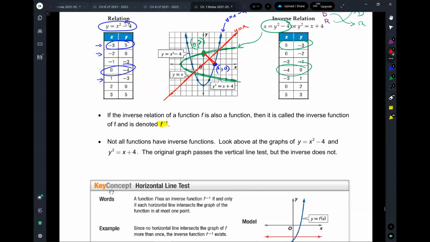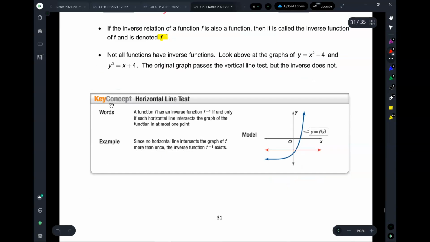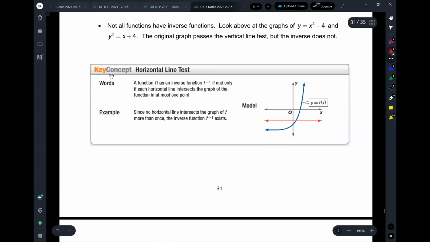Now, let's talk about when a function has an inverse function. Because remember the vertical line test? What does the vertical line test do? It tests if something is a what? A function. Now, similarly, we have what we call the horizontal line test.